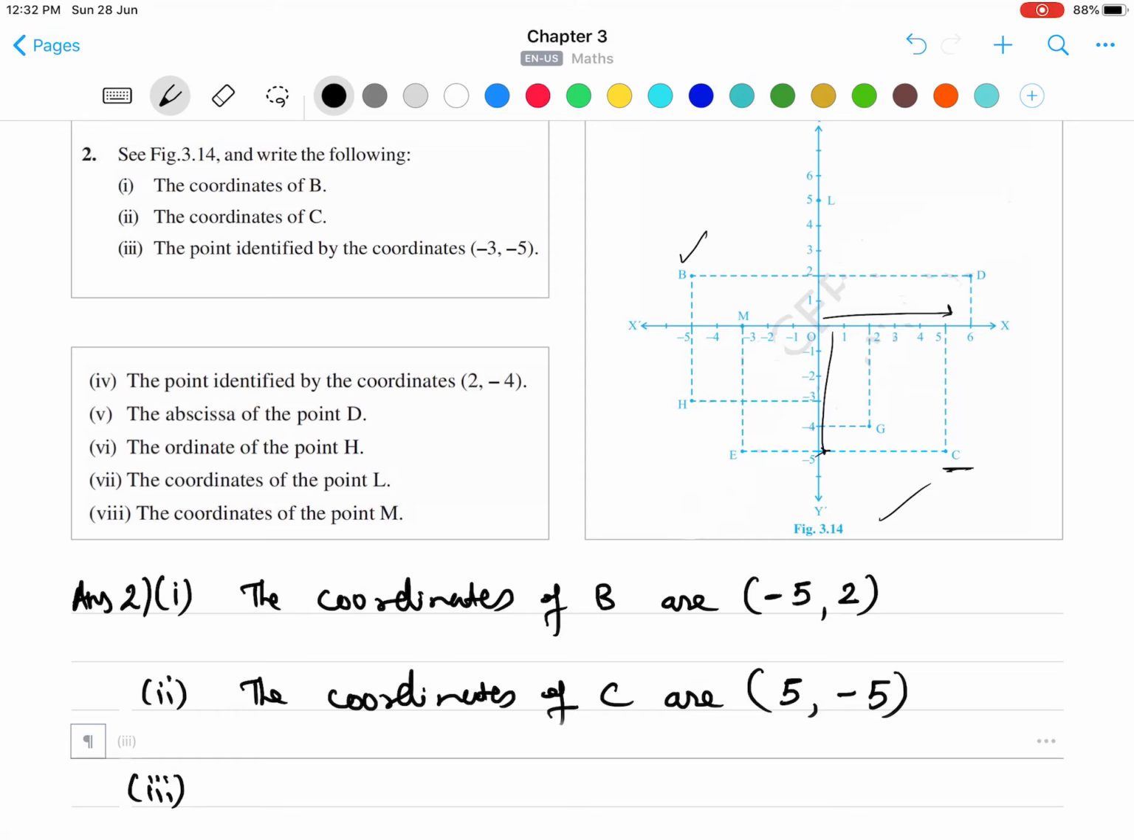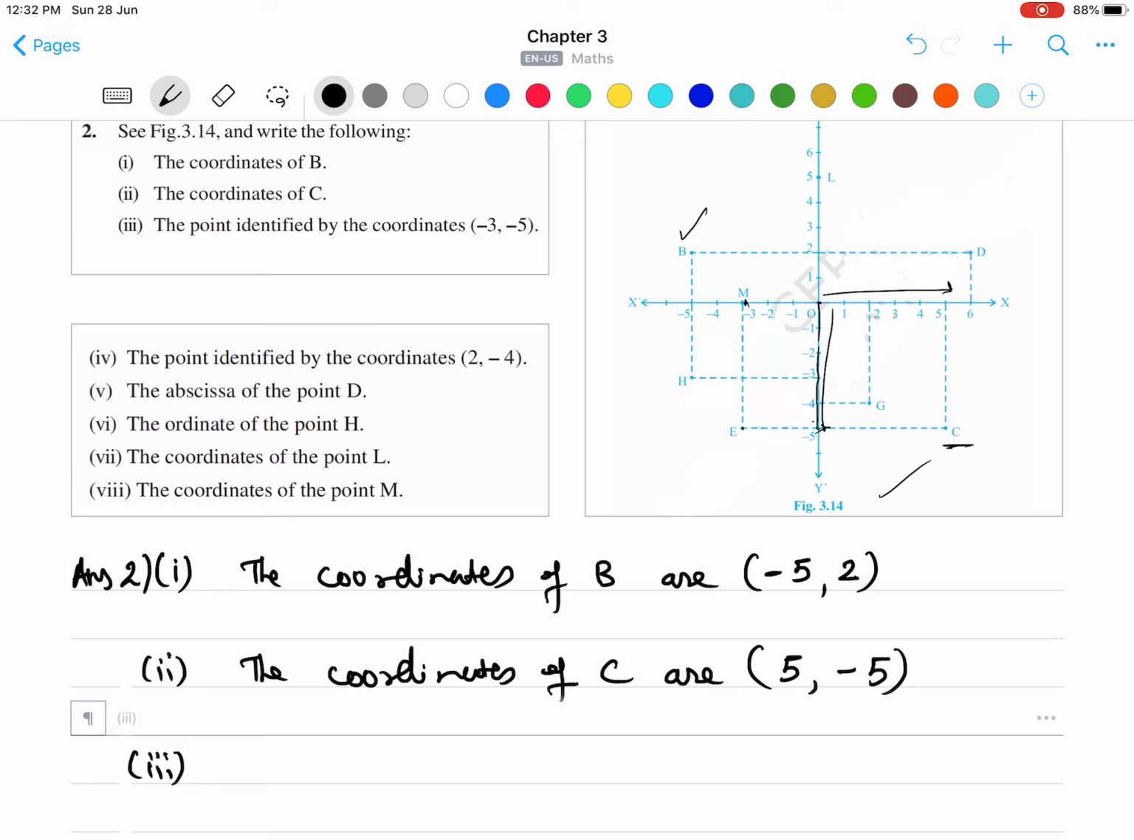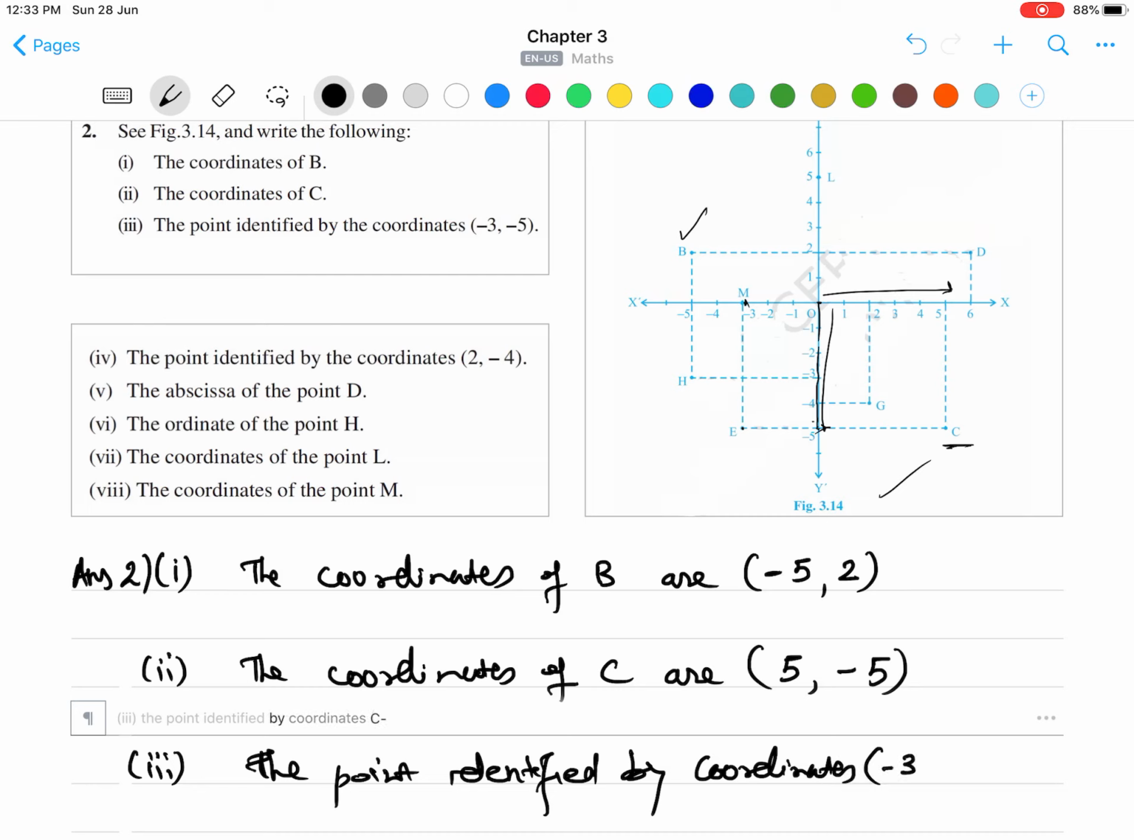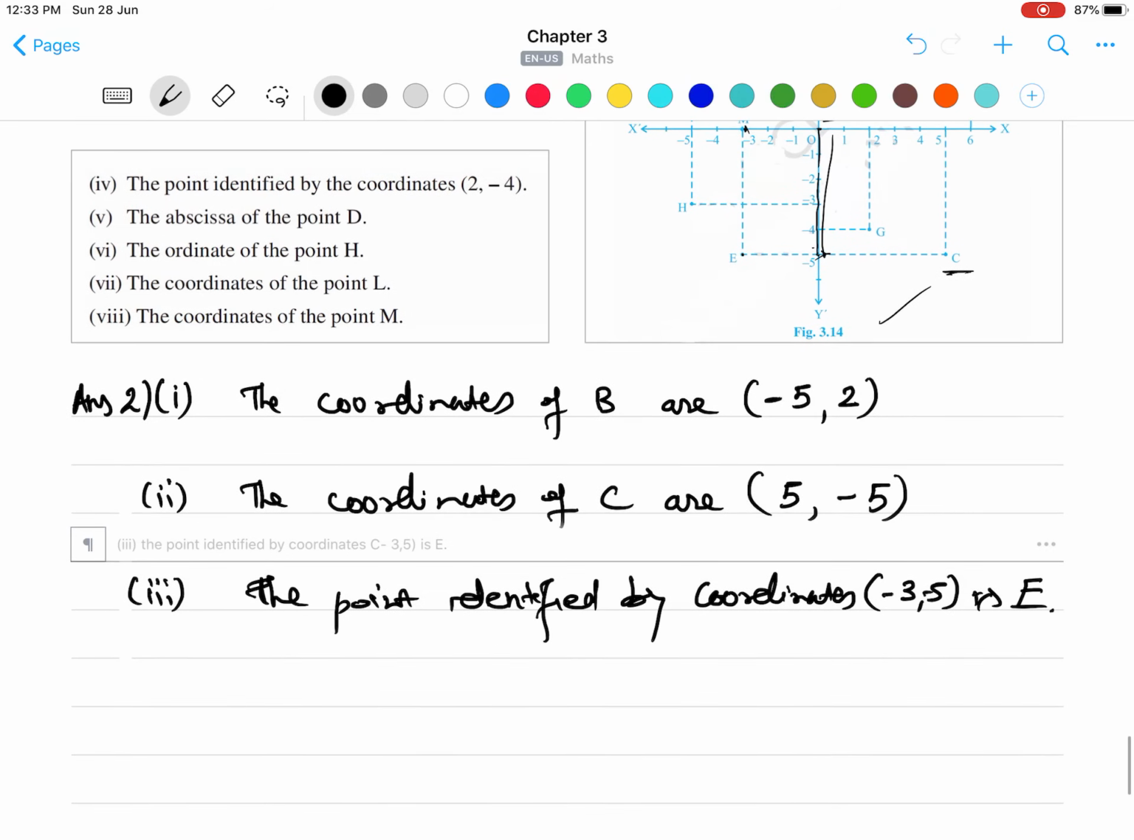So minus 3 and minus 5. So we'll start from the origin. Minus 3 means we move 3 places in the negative x direction, which is we reached here. Okay, then minus 5 on the y axis, so it is in the negative direction, minus 5 here. So the point formed by these 2 points is E. So that point is identified as E. So write the point identified by coordinate minus 3 and minus 5 is E. Okay, next part.